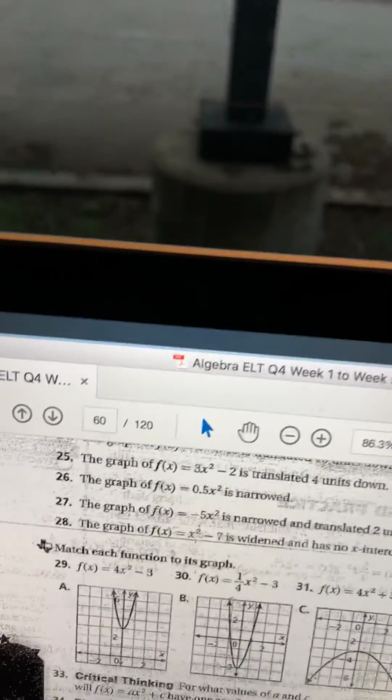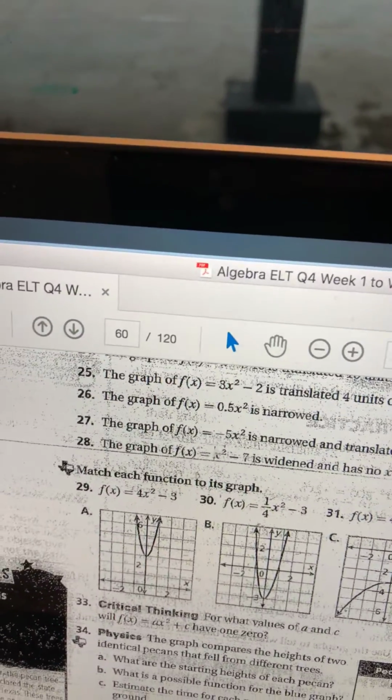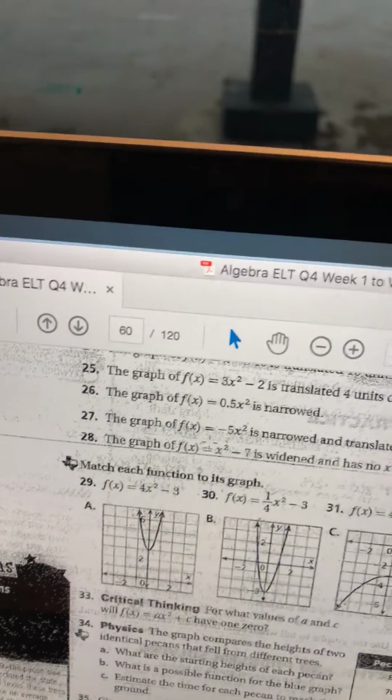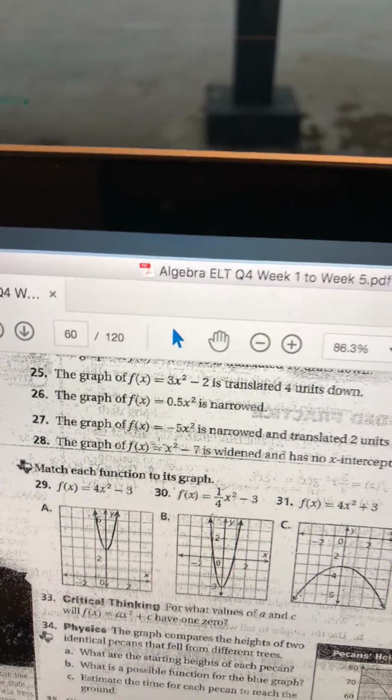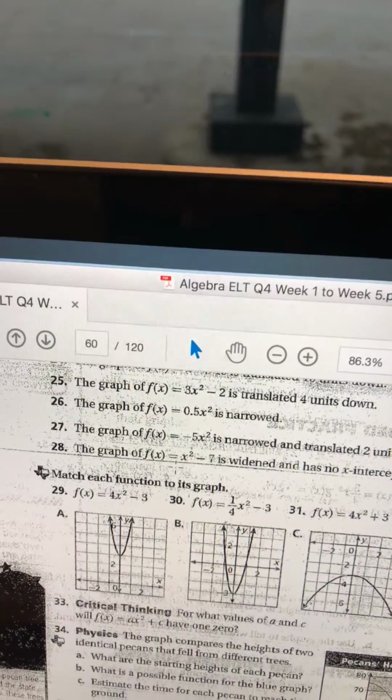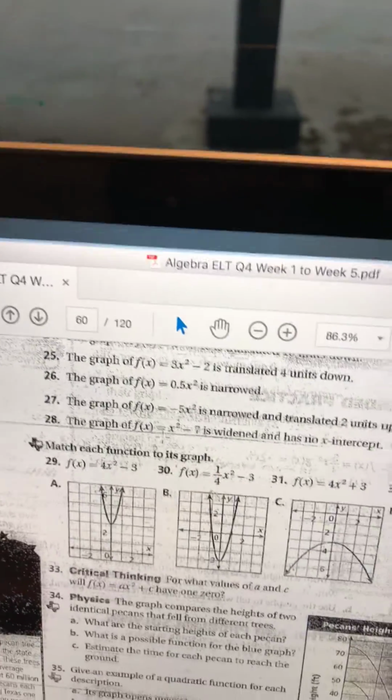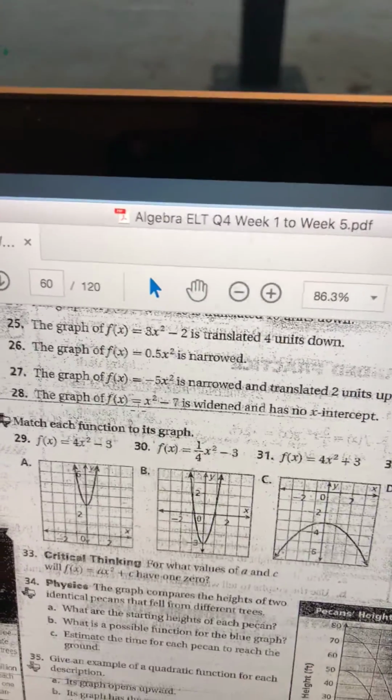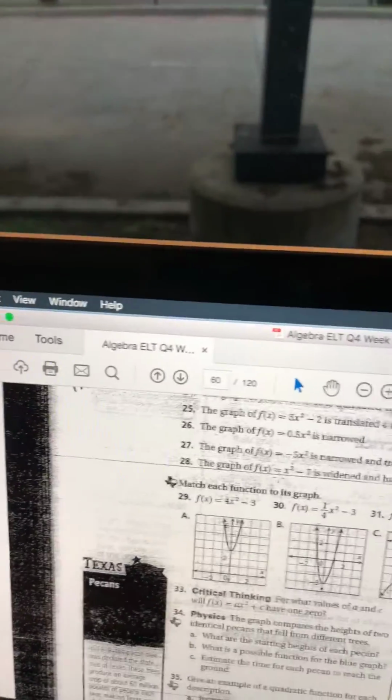Now the opposite. We look at widened. Here, our x coefficient is just 1. So in order to widen it, I would actually make that into a fraction. I would say 1/2 x squared. Okay, the next part of this is matching each function to its graph.